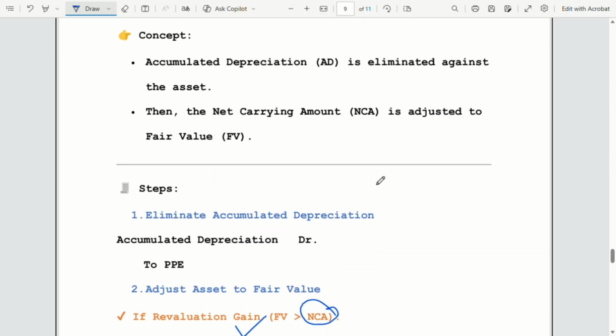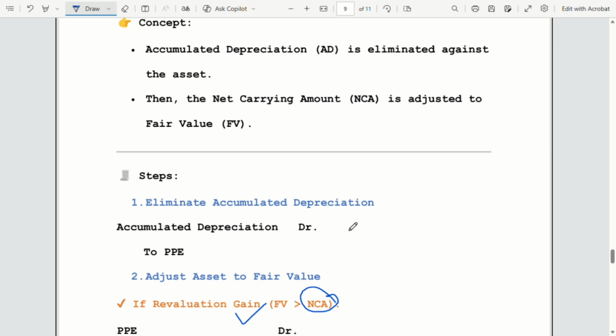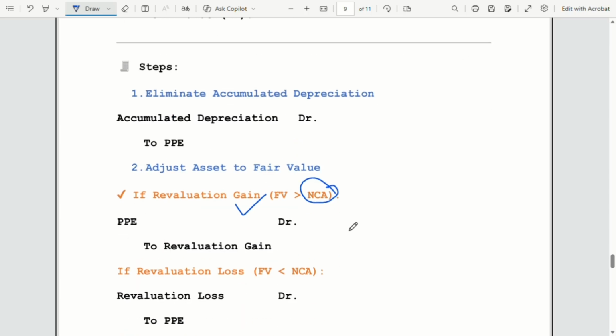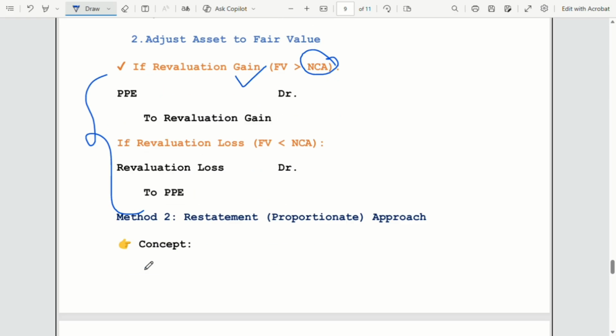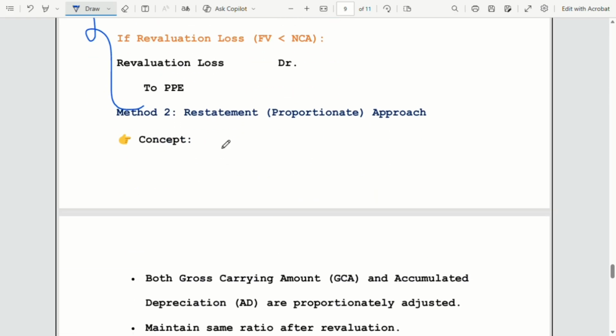And suppose the company is not following this accumulated depreciation approach, then first we reverse depreciation normally. We reduce it from PPE, like doing the entry of depreciation to PPE, and then we get a net carrying value, and then we compare with the fair value, and then directly we make these entries. Okay. Now there is the restatement approach.